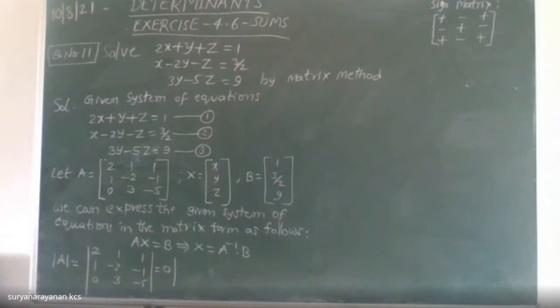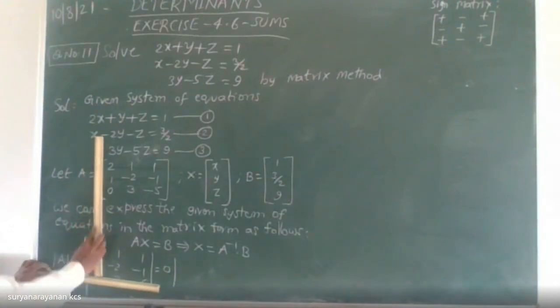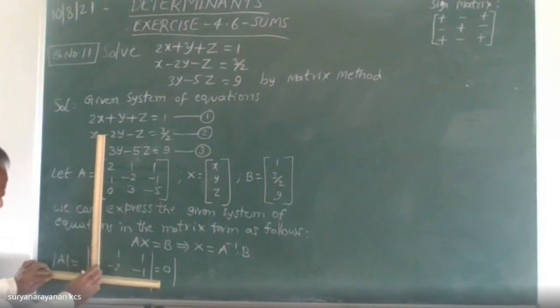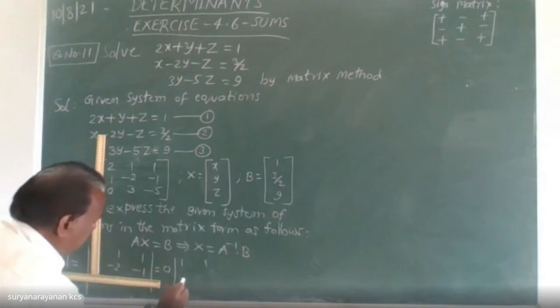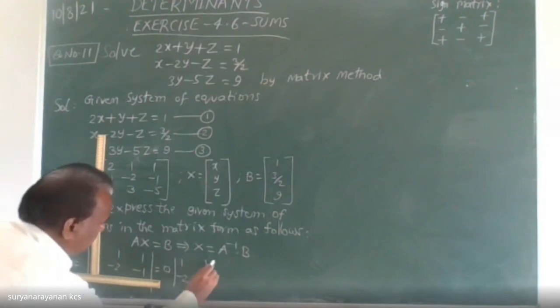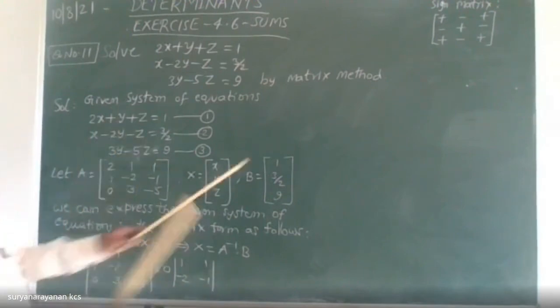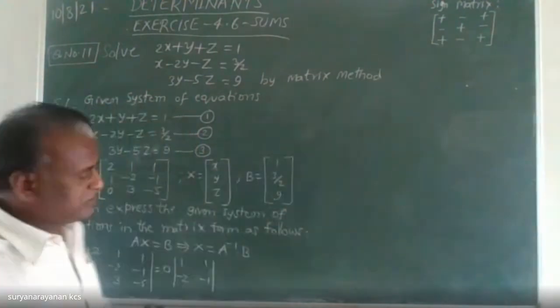Do you remember the steps? So close the third row and the first column. What are the elements left here? 1, 1, minus 1, 1, minus 2, minus 1. Next sign. What is the sign here? Minus.